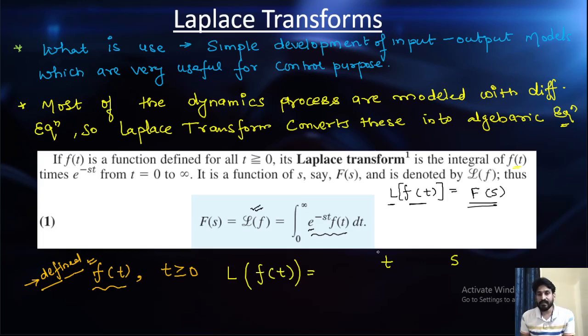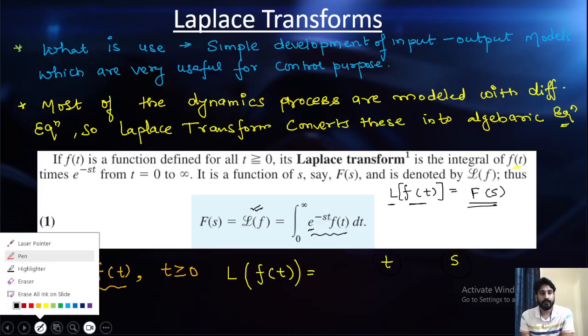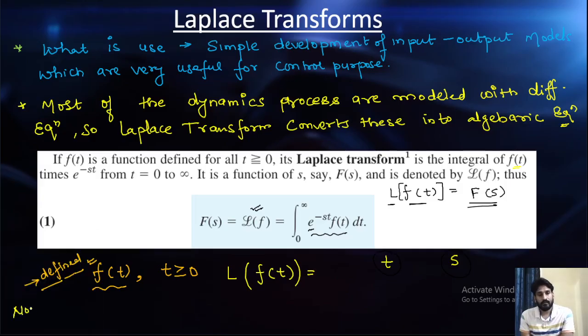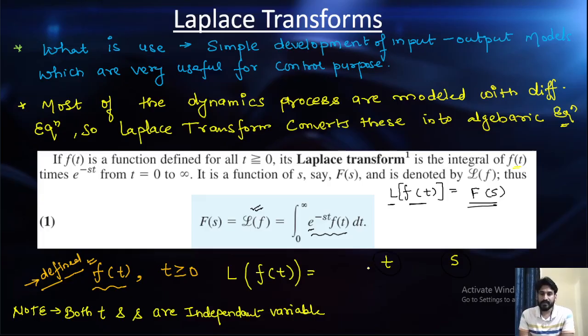So there are two variables, t and s, right? Is it clear to you or not? Both t and s are independent variables. I'll write here: both t and s are independent variables. Here t is the time domain, s is the frequency domain.